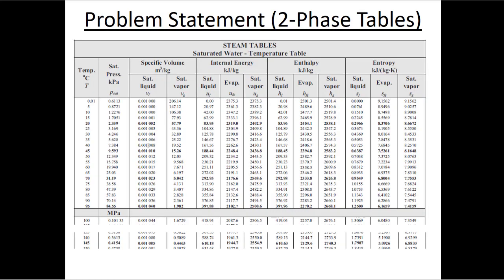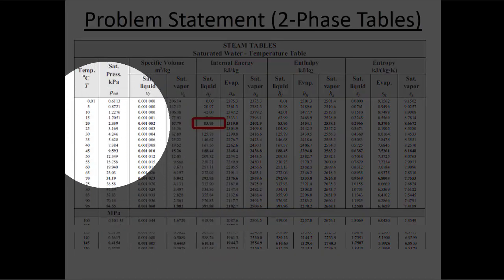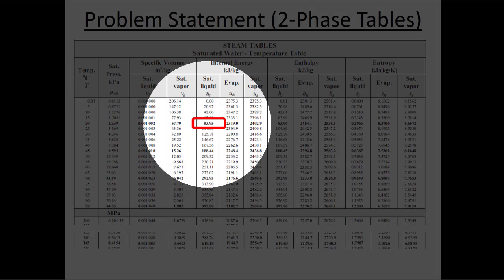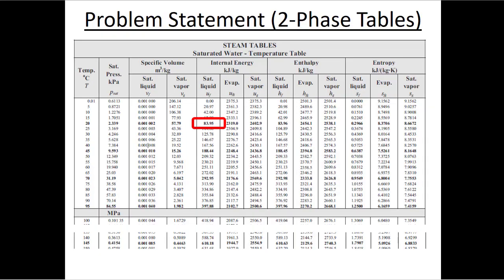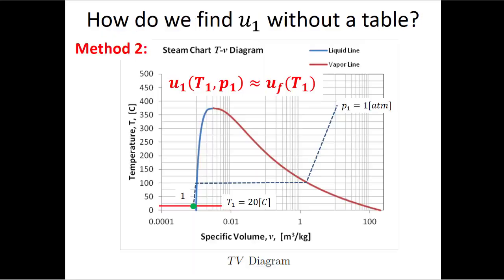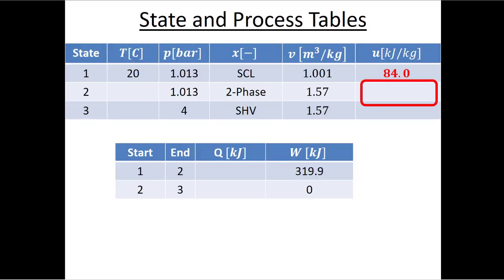So now I look at my two phase tables here. I find the line for 20 degrees, and I find Uf. And I get that it's 83.95 kilojoules per kilogram. So now I have a value for U1. So now I put that value into my state table, and I'm ready to find the specific internal energy of state 2.